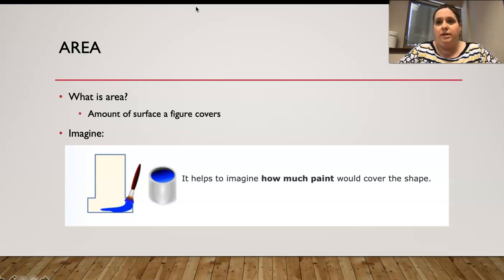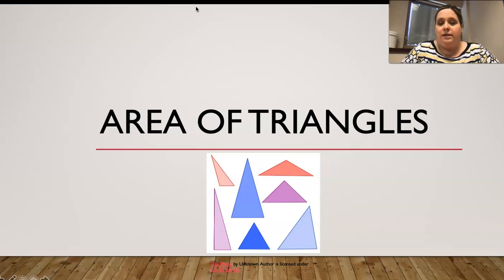So area, we talked briefly about this already, but what is area? It's the amount of surface a figure covers. If you imagine how much paint it would take to cover an area of a shape, that is what area is. So we're going to talk about triangles first.